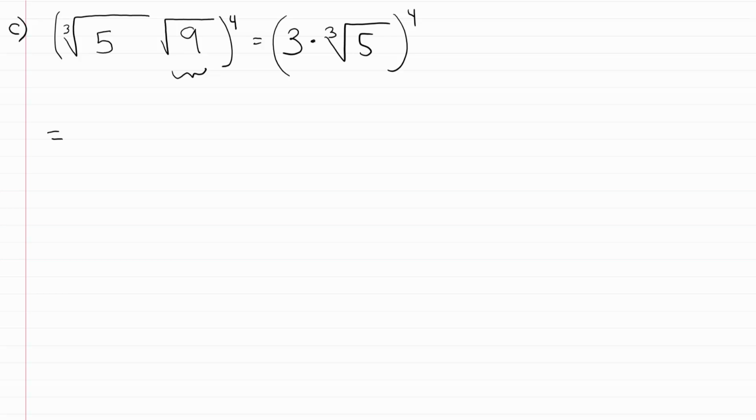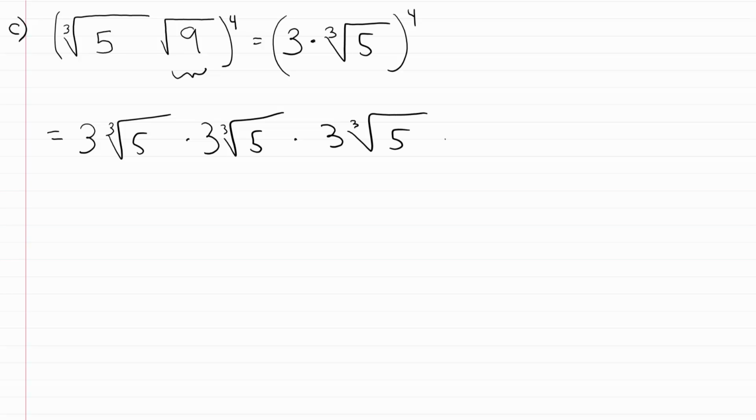So for example, when something's raised to the 4th power, it means write it down 4 times, right? That means we will literally have 3 cube roots of 5 times 3 cube roots of 5 times 3 cube roots of 5 times 3 cube roots of 5. Now there will be a simpler way to tackle this. In the next video or two, we'll cover that. But for now, it's perfectly fine to do this.